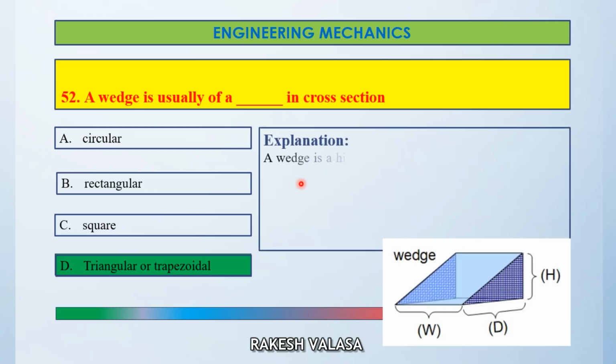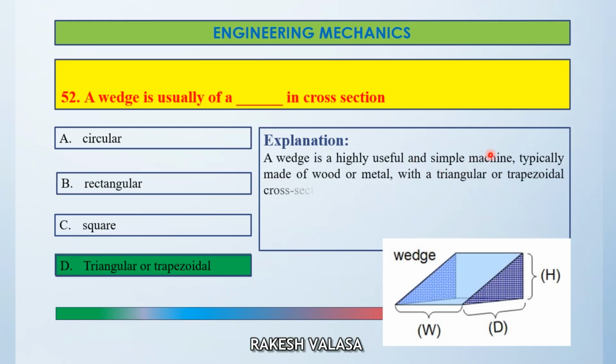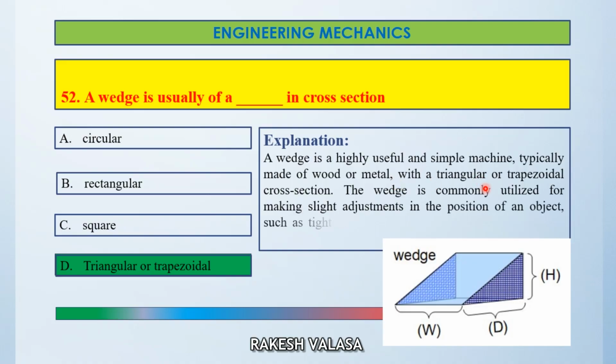Let us see the explanation. A wedge is a highly useful and simple machine typically made of wood or metal with a triangular or trapezoidal cross section. The wedge is commonly utilized for making slight adjustments in the position of an object, such as tightening fits or keys for shafts, separating the wooden pieces. So the correct answer is option D, triangular or trapezoidal.